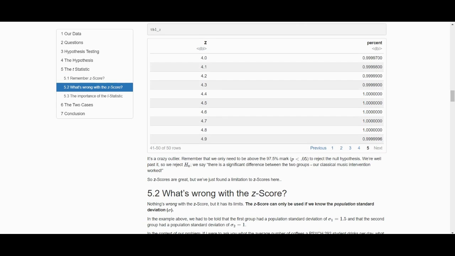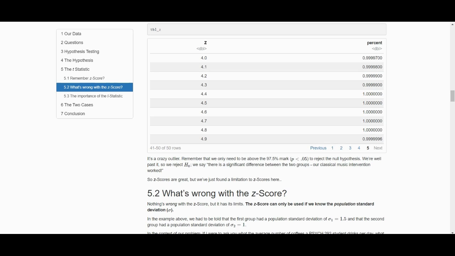Remember that we only need to be above the 97.5% mark to say that p is less than 0.05 and to reject the null hypothesis. Well, we're well past it, so we can reject H0. We say that there's a significant difference between the two groups. Our classical music intervention worked.